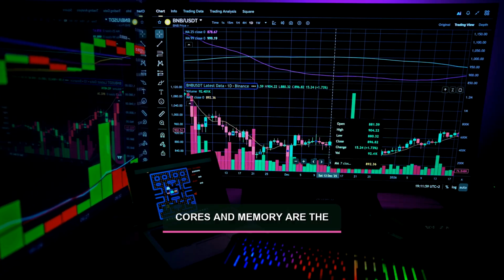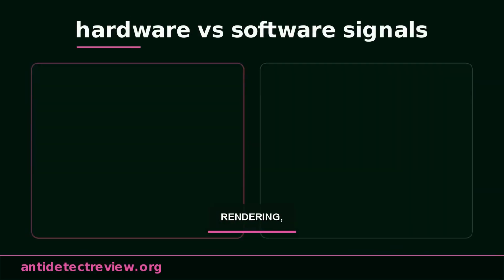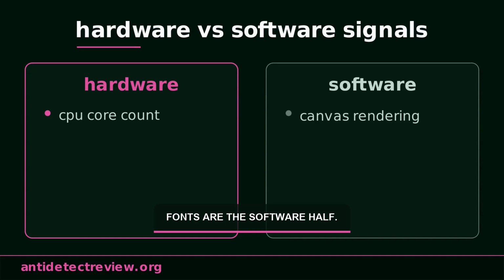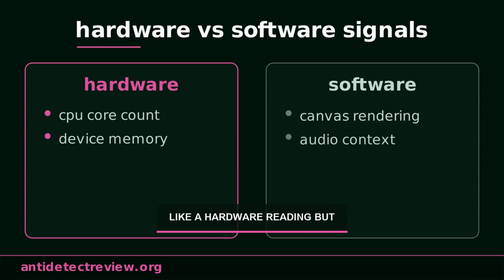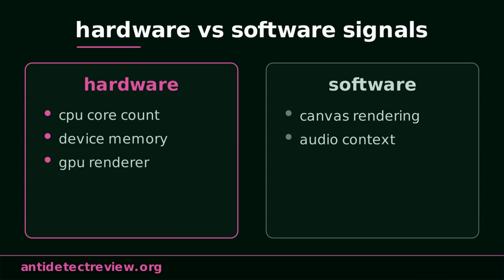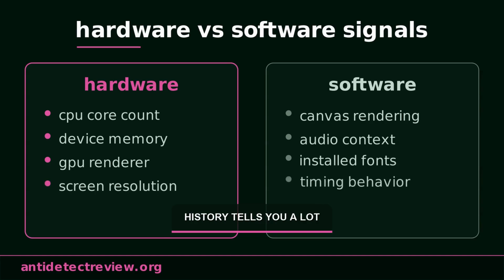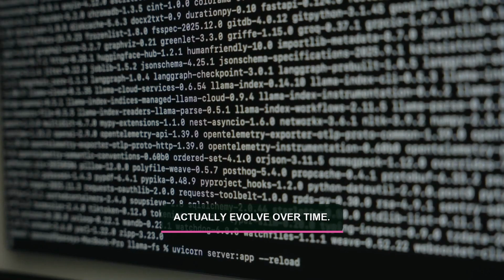Cores and memory are the hardware half. Canvas rendering, audio context output, and installed fonts are the software half. The battery status field sits right at the boundary between the two because it looks like a hardware reading, but it behaves statistically like a session identifier. The battery API, exposed through a call named getBattery, is older than most of the other fields on a typical profile screen, and its history tells you a lot about how fingerprinting defenses actually evolve over time.